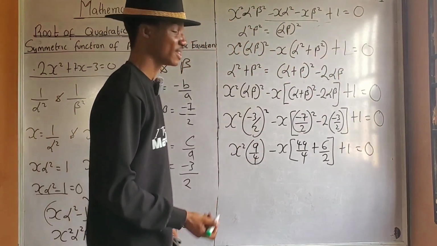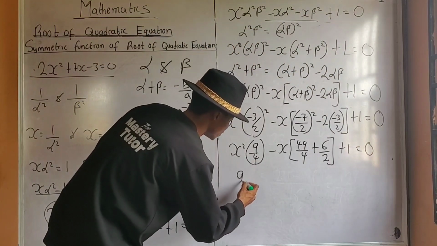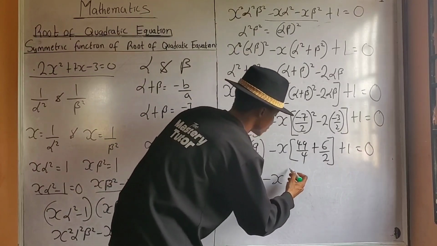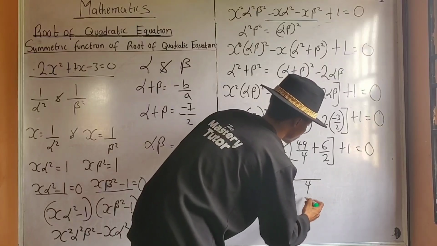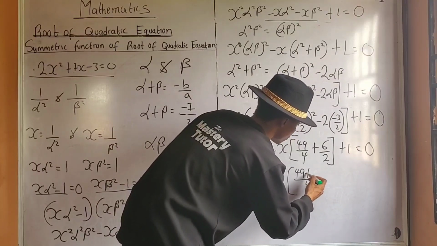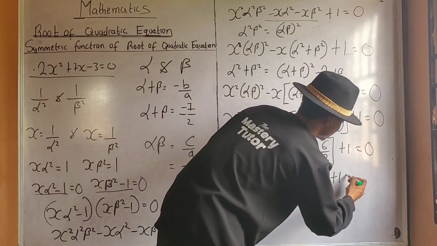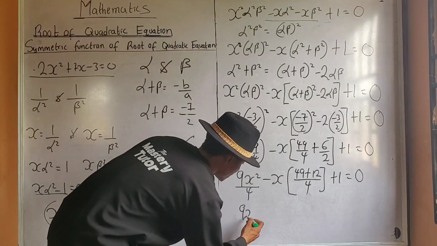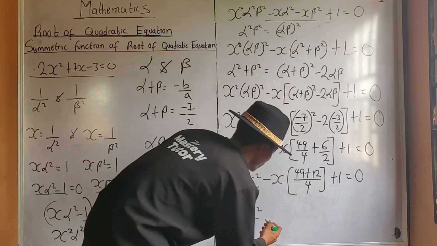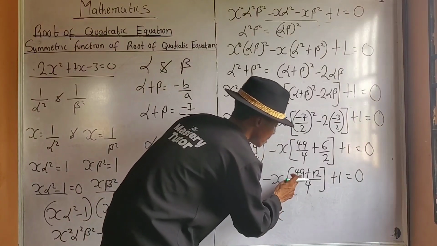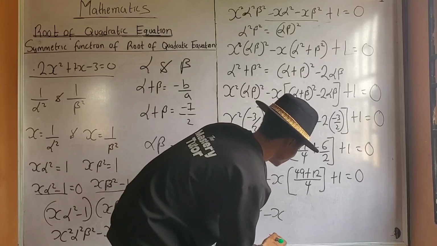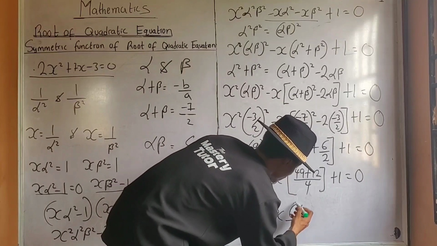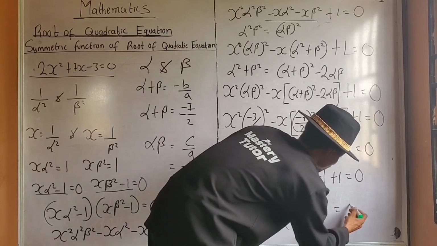Don't forget, our goal is to find the equation, right? So I'm going to have 9x squared all over 4 minus x multiplied by, 4 is the LCM, 49 plus 12, then plus 1 equals to 0. Is that not it? Okay, here I'm going to have 9x squared all over 4 minus x. Now 49 plus 12, that is 61, right? Yes, 61/4 plus 1 equals to 0.